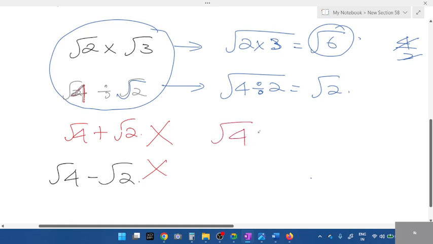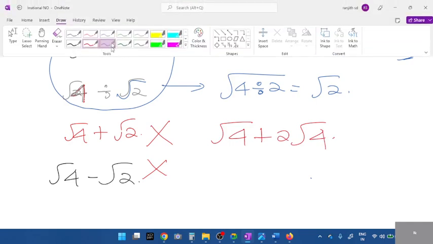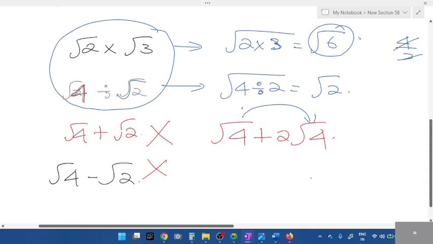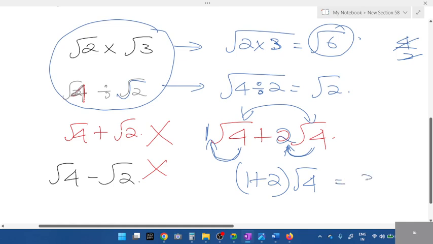If it was root 4 plus 2 root 4, now you can add them. Is the root value the same? Are the root values the same, students? Root value same. What is the coefficient of 4? Before 4, what do we have? 2. And before this 4, what do we have? 1. You can add them. You can add 1 plus 2, root 4 will be common. So the answer is 3 root 4.